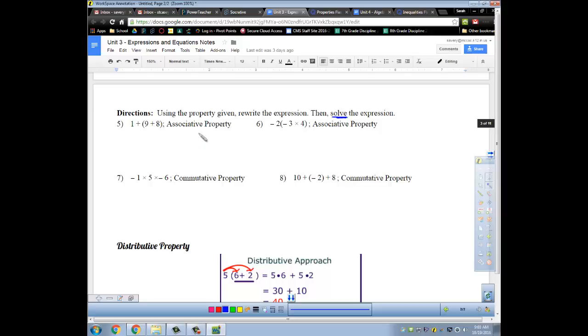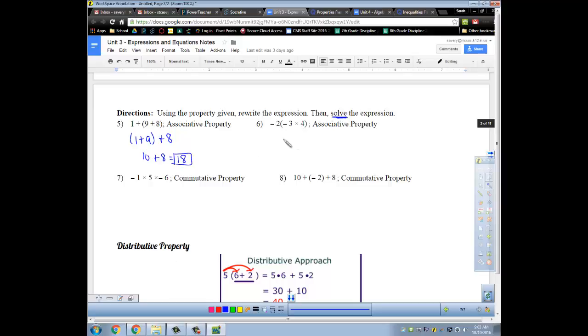So for number 5, we have 1 plus 9 plus 8, and we're going to use the associative property, which means move the parentheses. So instead of having the parentheses around the 9 and the 8, I'm going to put them around the 1 and the 9. Then bring down your plus 8. This is going to be a little easier because 1 plus 9 is a little easier than 9 plus 8. So 1 plus 9 is 10, and 10 plus 8 is 18.